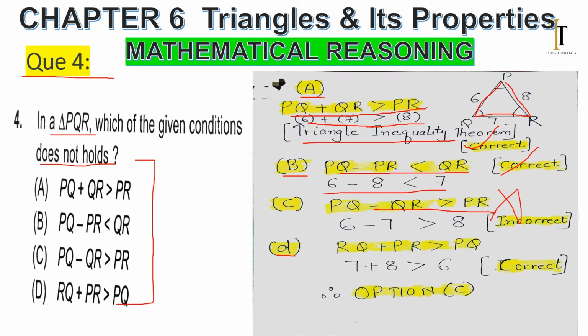RQ plus PR is greater than PQ. Okay, then 7 plus 8 is greater than 6. Yes, again correct. But you need to find which does not hold. So option C will be your correct answer.